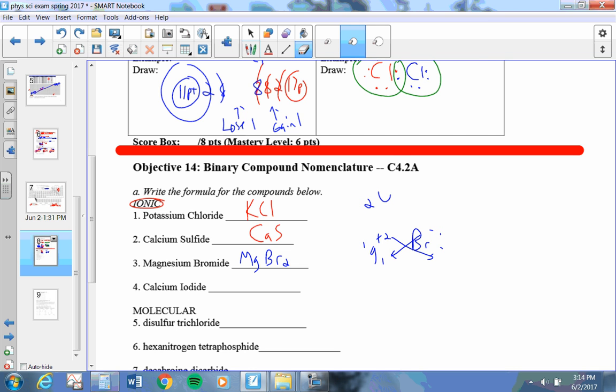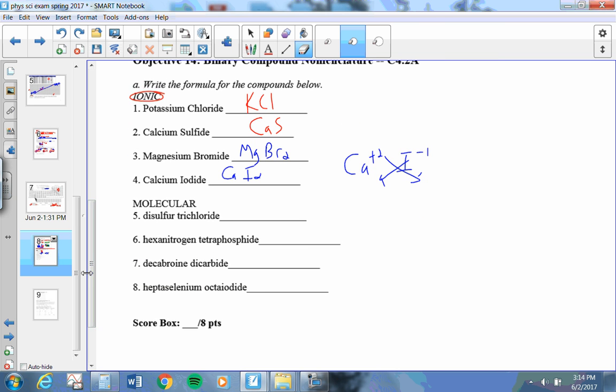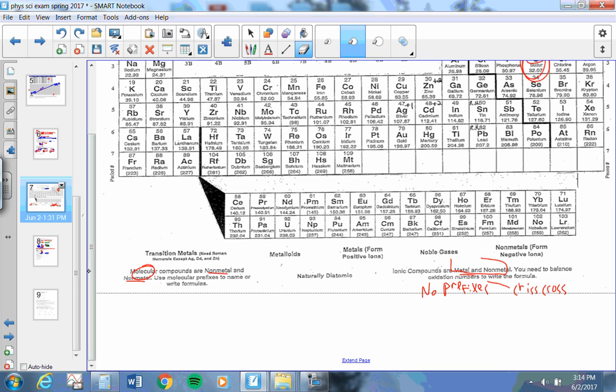Calcium, iodide. Calcium, also +2. Iodide, also -1. Crisscross, CaI2. The molecular portion of our program is a different rule. They are going to need prefixes.